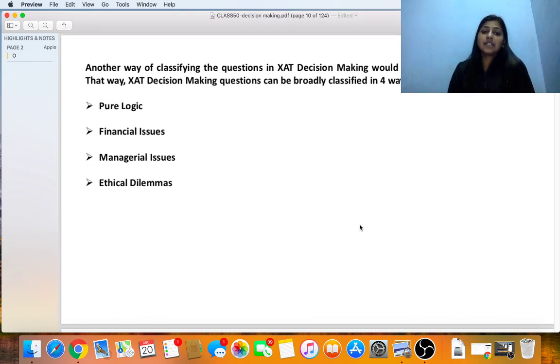Another way to classify XAT decision making is on the basis of content. On that basis, decision making can be broadly classified into 4 types: pure logic, financial issues, managerial issues, or ethical dilemmas.